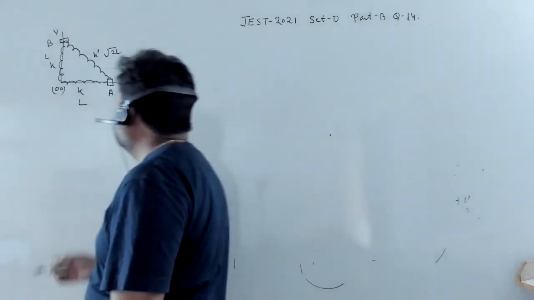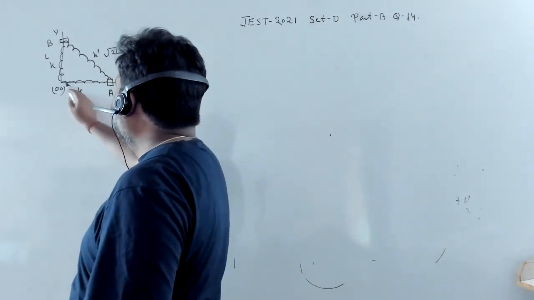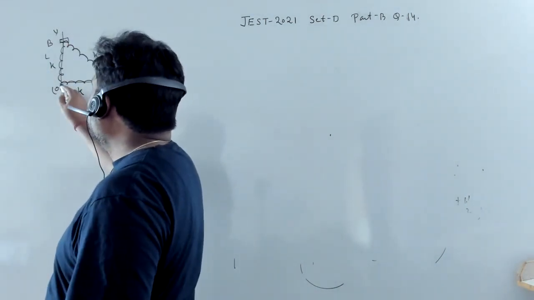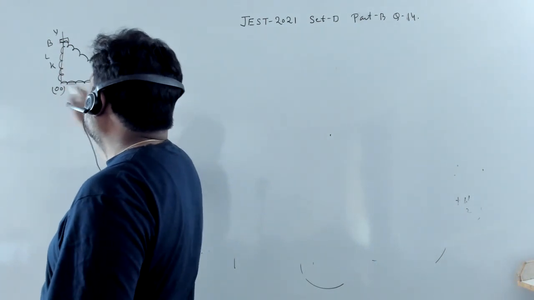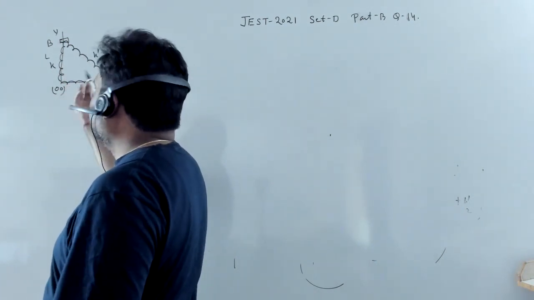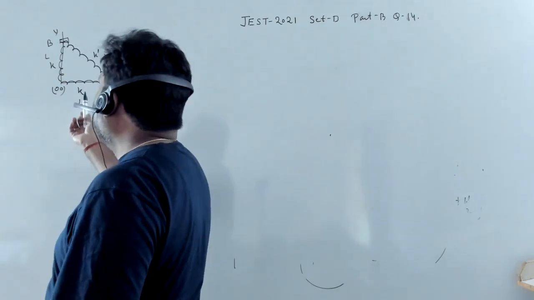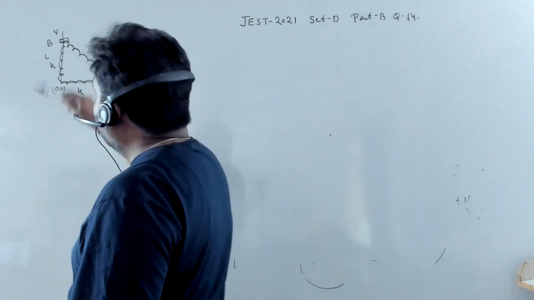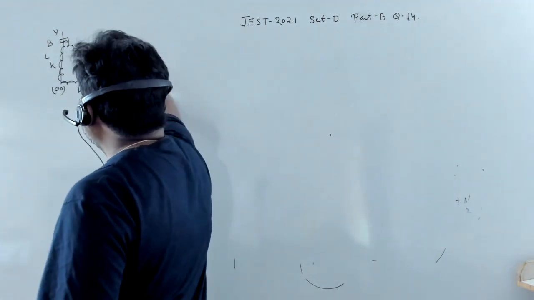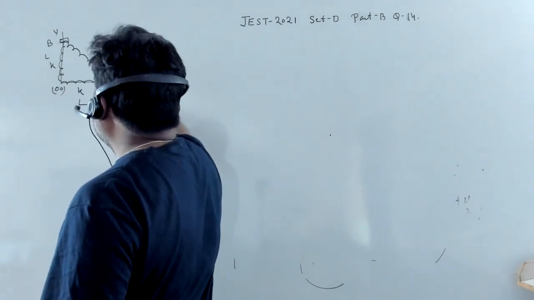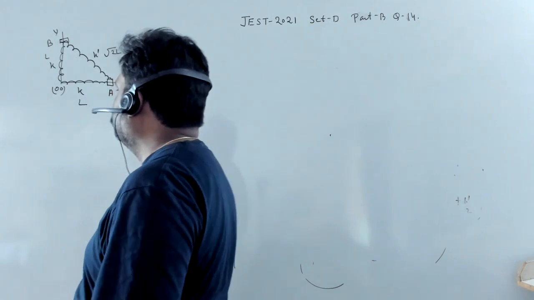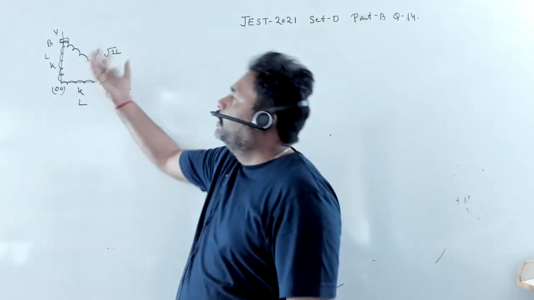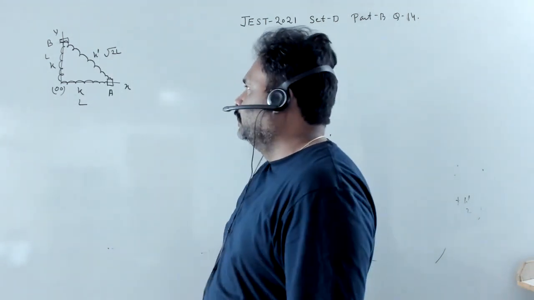So in this problem, what is given? There are two blocks, A and B. A is constrained to move along the x-axis and B is constrained to move along the y-axis. From the origin, both particles are attached with springs, and these springs are massless, with natural length L and L, as well as spring constant K and K. But also these two blocks are interconnected with another spring, whose natural length is √2L and spring constant is K dash. So what we have to do is calculate the normal frequency of the oscillation.